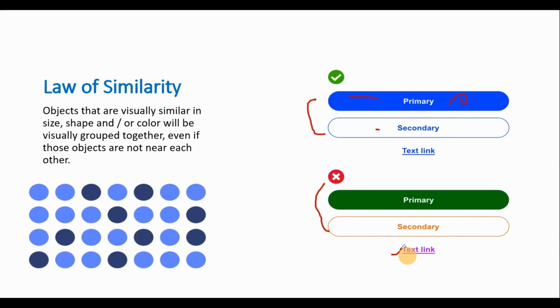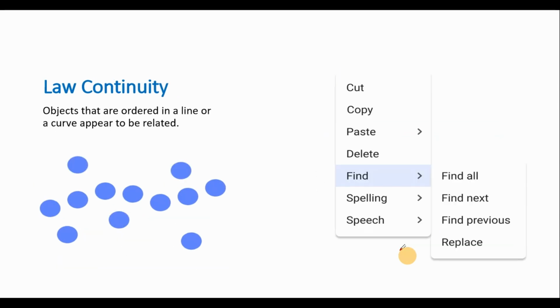It allows us to create relationships between elements without them even being near each other. This is particularly useful when giving consideration to designing at scale. A practical implementation of this law is often seen when styling text links, which helps create a pattern for text links across your entire site or product. So that's the law of similarity.